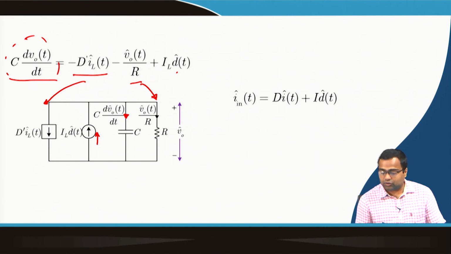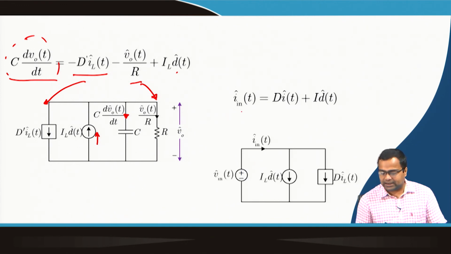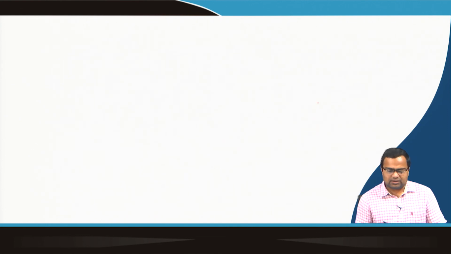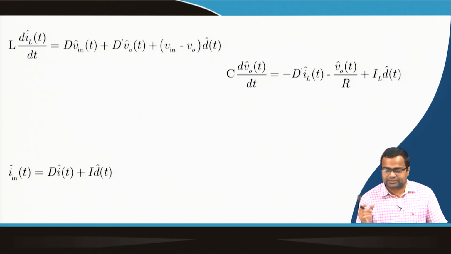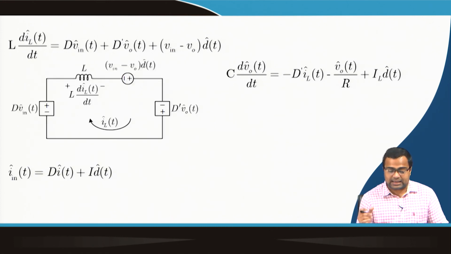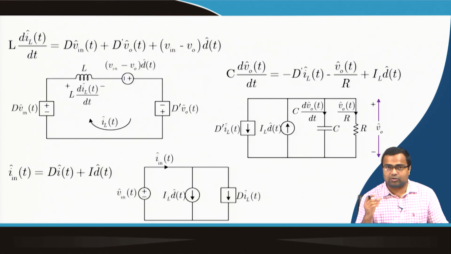And we can also draw the equivalent circuit of the input current, which consists of D times the IL perturbation, plus I times d, which is this term. This is the average inductor current. Now, we can write down all these inductor dynamics, capacitor dynamics and the input current and their corresponding circuits that we have drawn already. So this we have obtained.